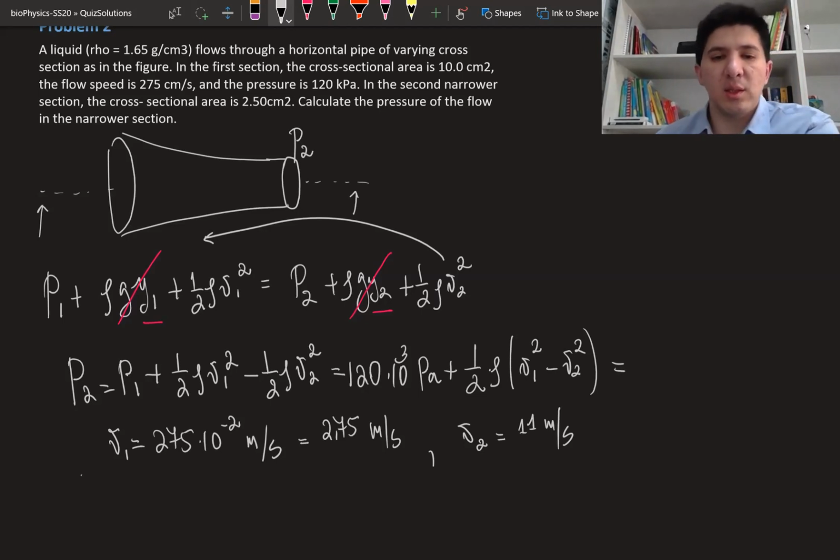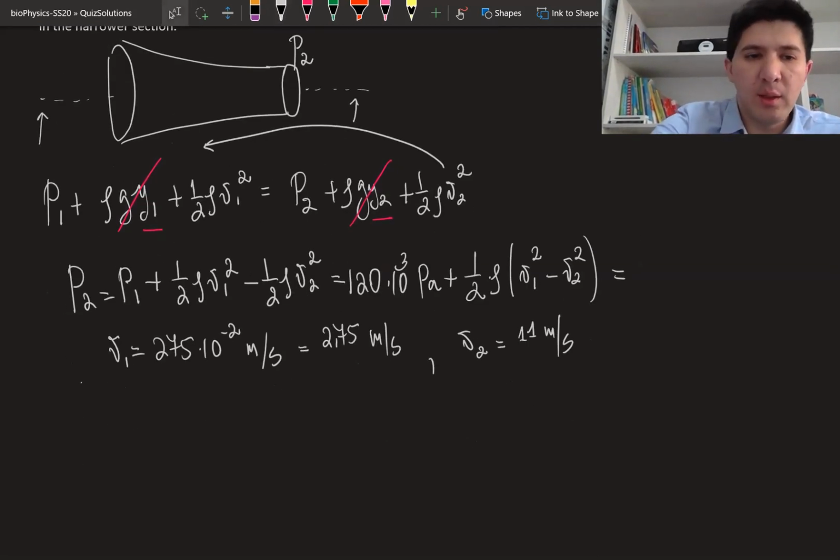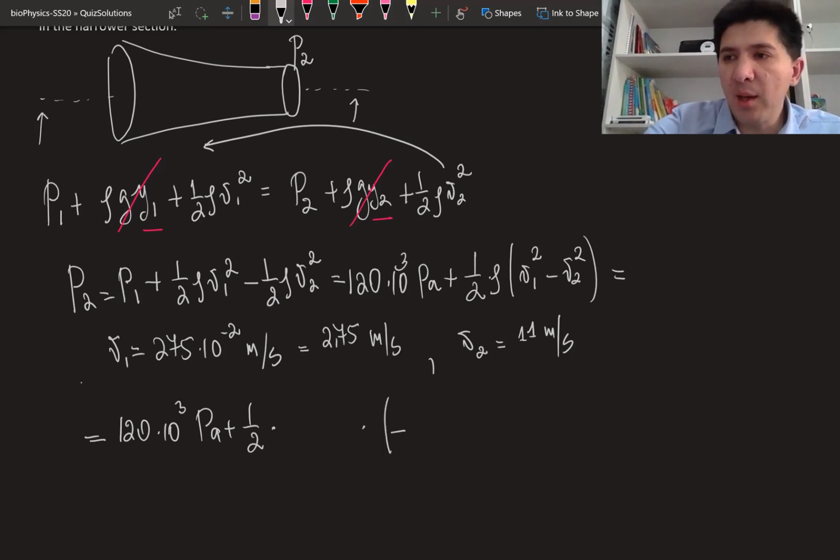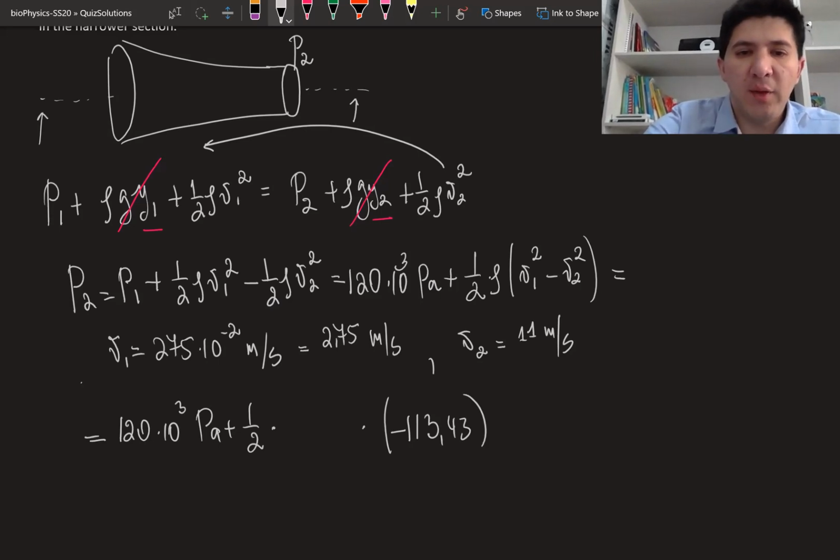So I just need to do this: 2.75 squared minus 11 squared. It's going to be equal to minus 1. So I'm going to write this: 120 times 10 to the power of 3 pascals plus 1/2 times the rho. I'm going to write down the rho in a moment. It's going to be minus 113.43. If you just plug V1 and V2 in here, you're going to have minus 113.